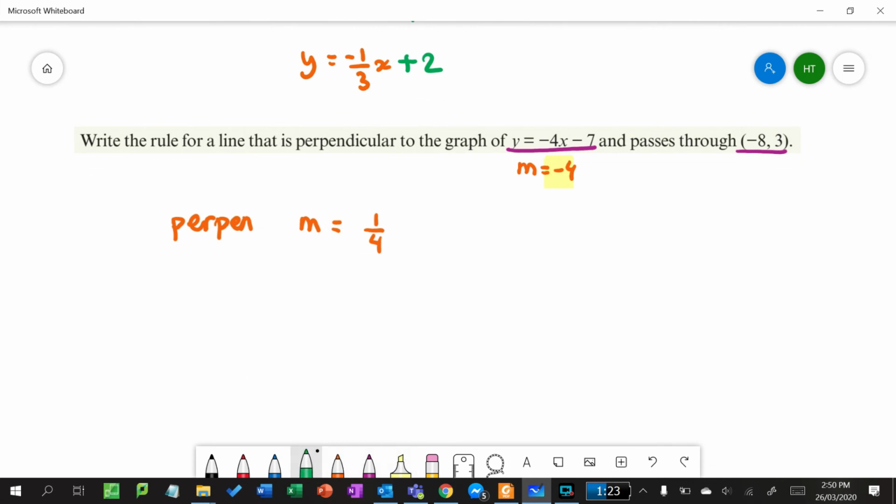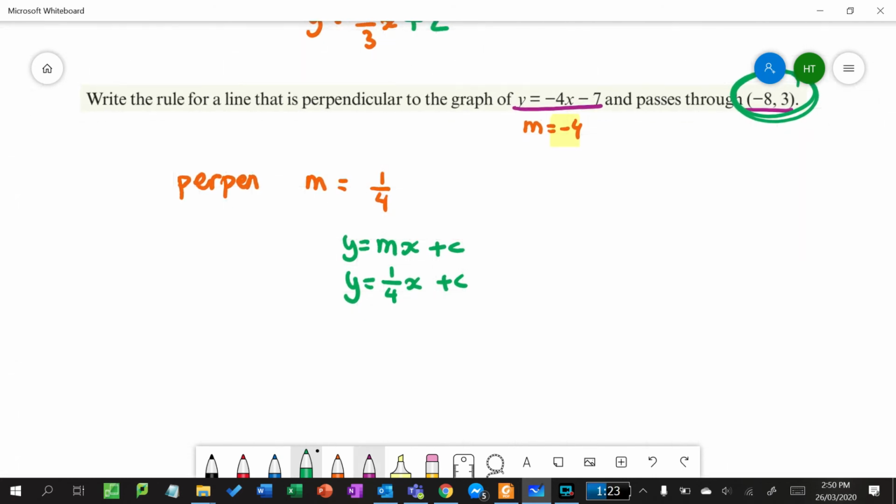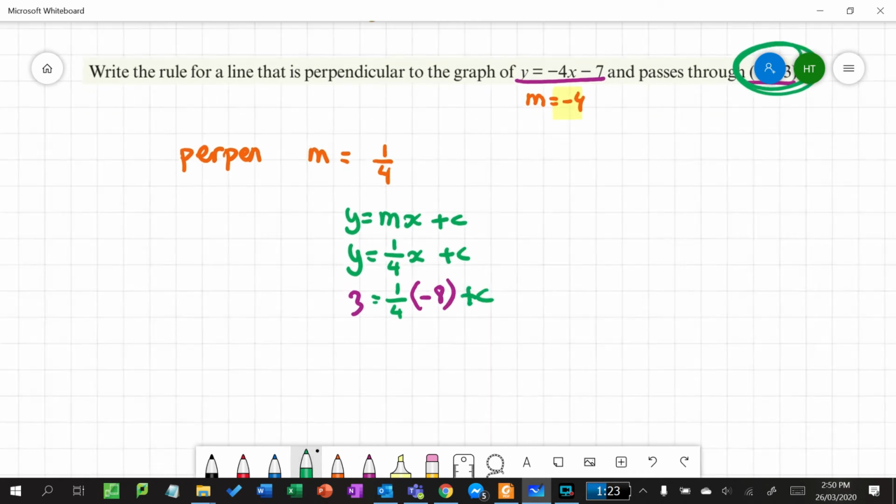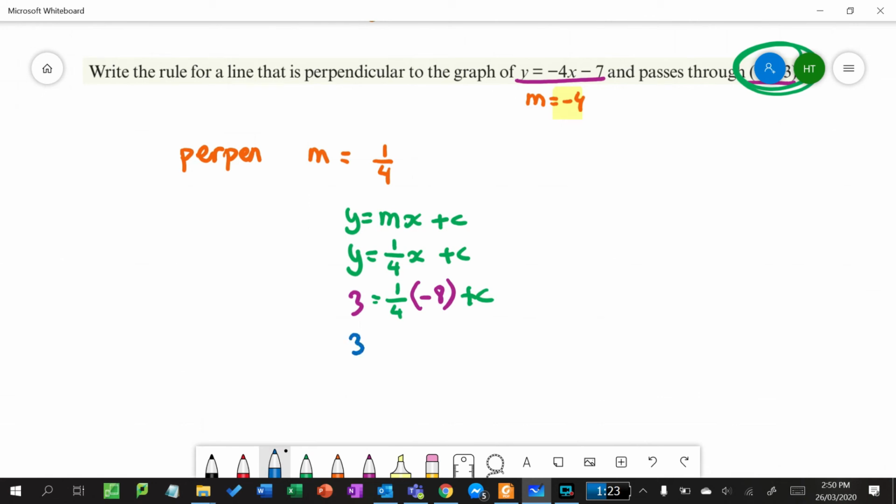So let's finish the question. Y equals mx plus c, y equals 1 over 4 x plus c, and to find c, I've got this point here given to us. So I'll put the 3 into the y, and then I'll put the negative 8 into the x in 1 over 4 x plus c. Then I'll just go ahead and solve for c. 3 equals negative 8 divided by 4, which is negative 2, plus c. Therefore c equals 5.